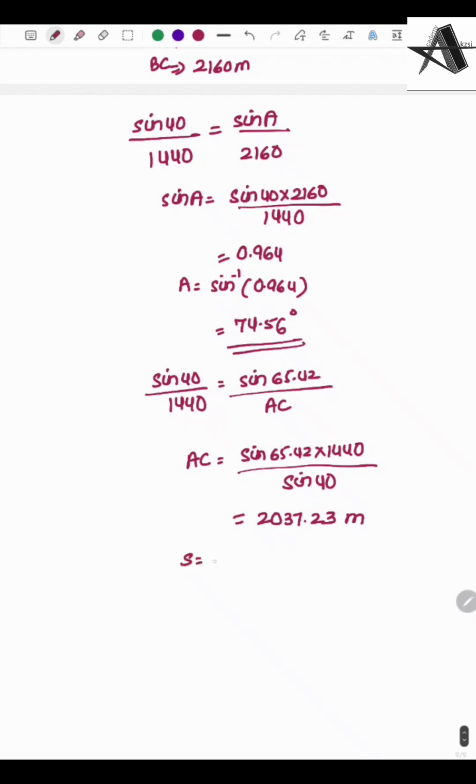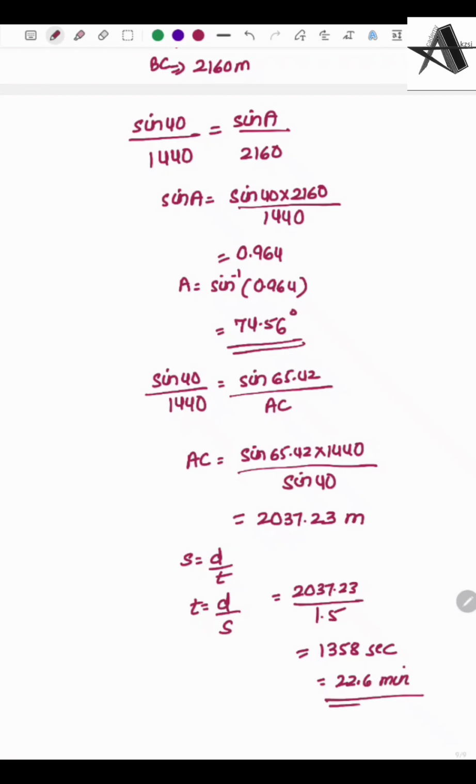So speed is equal to distance over time. So time is distance over speed. Distance is 2037.23 and speed is 1.5 meters per second. This will give you the answer as 1358 seconds. But since everything is given here in terms of minutes, I would say the answer will be 22.6 minutes. So ultimately he took 22.6 minutes to walk, ultimately coming back to his initial position.